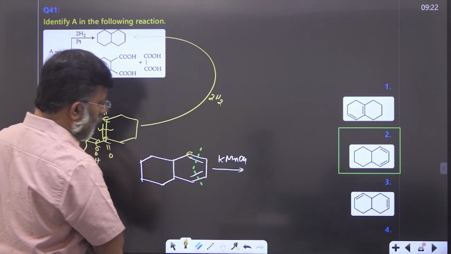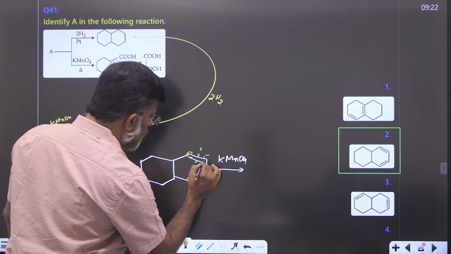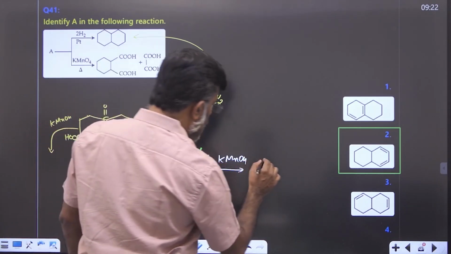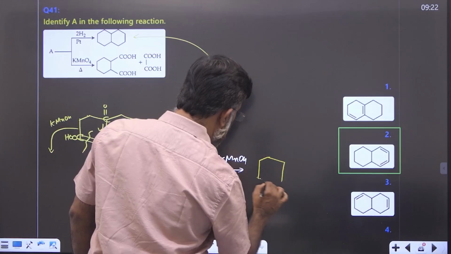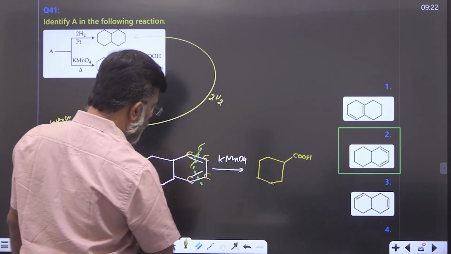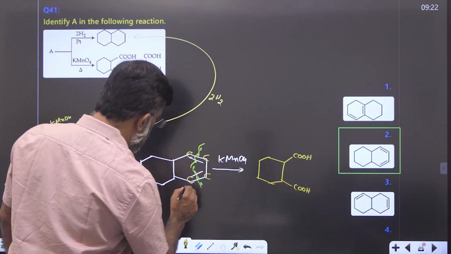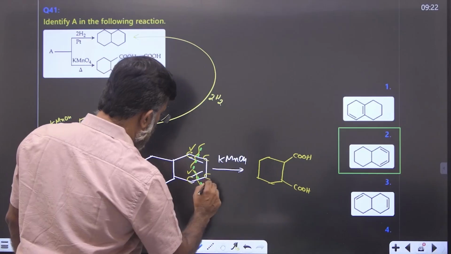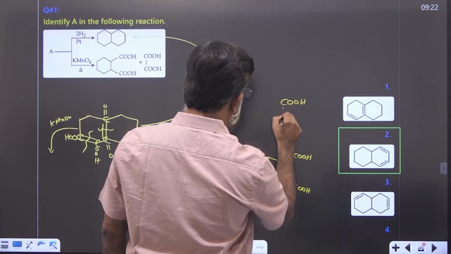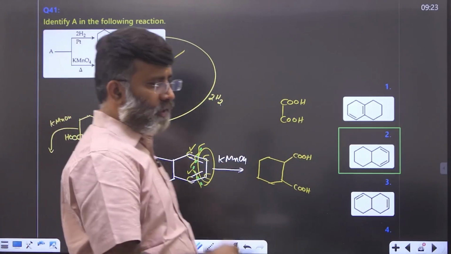This carbon will turn COOH and this carbon will turn COOH. That means the final product will be this carbon COOH breaking over here, and this carbon COOH breaking over here, and these two carbons will become oxalic acid, COOH, COOH, and that is matching with our question, and the answer is option 2.